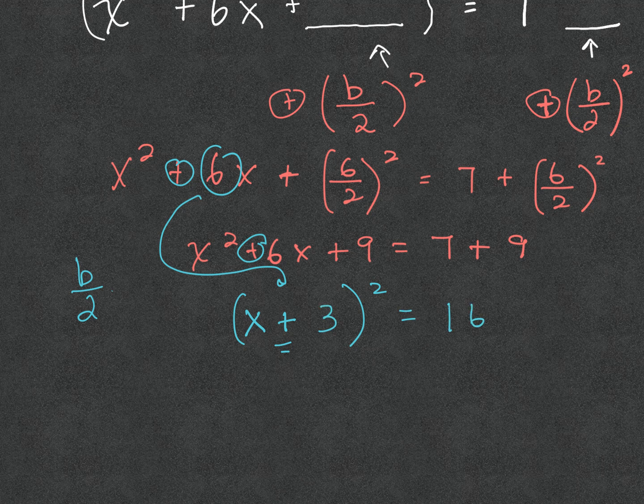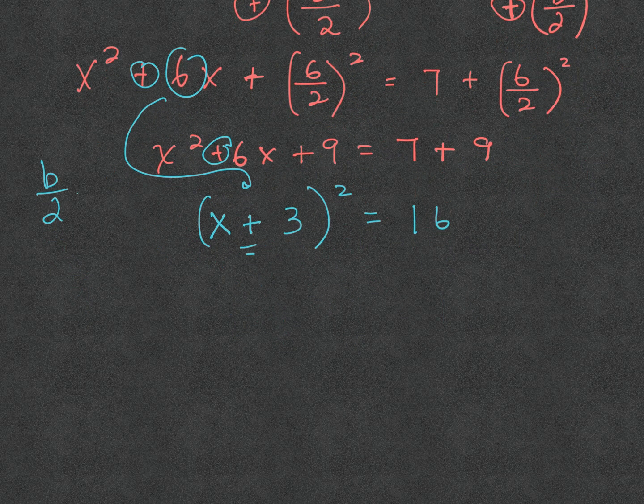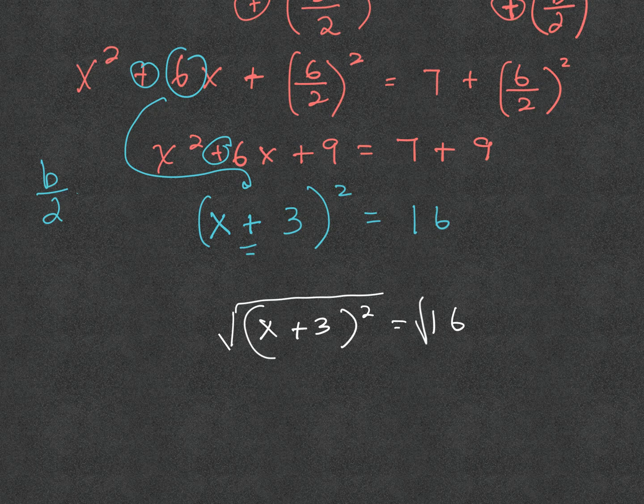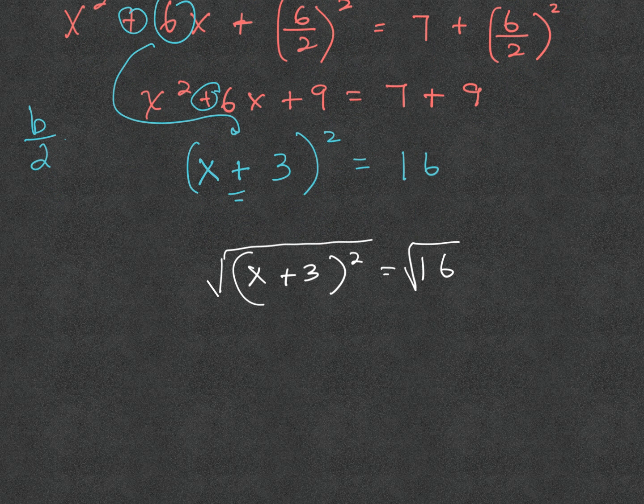Okay, now this is the new step. What do we have so far? What we have so far is we have x plus 3 squared equal to 16. And now what we need to do is take a square root of both sides. Now, what we're going to get is x plus 3 is equal to plus or minus 4. Don't forget the plus or minus because you're putting the square root into the problem.